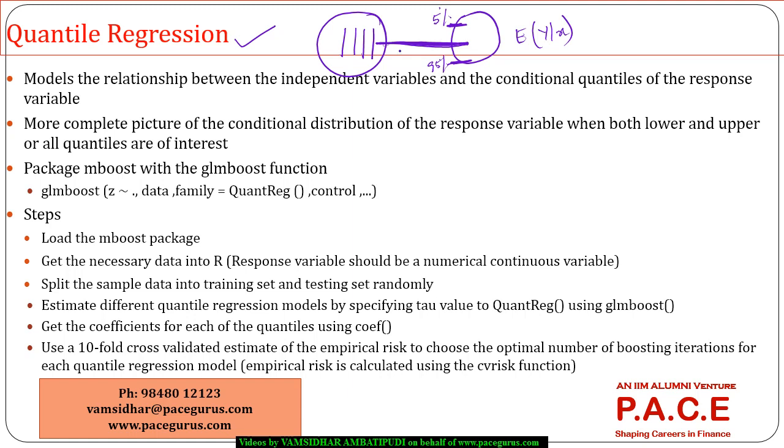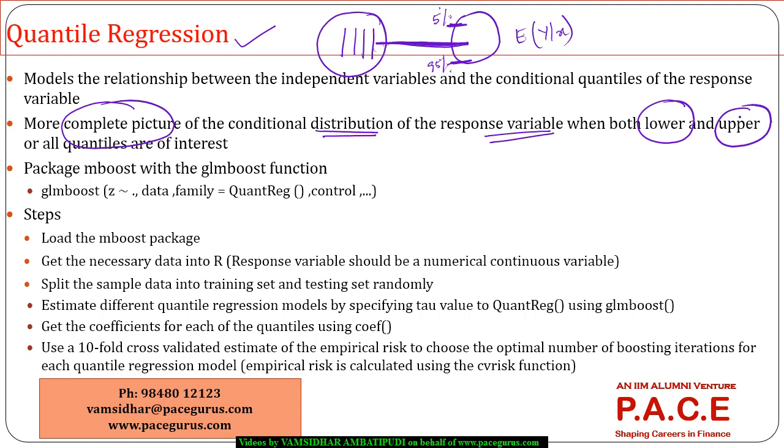So rather than just getting the mean value, I am also looking at the different quantiles as a part of the estimation. So it is giving me a more complete picture of the conditional distribution of the response variable, especially where I am having both lower and upper quantiles, or if I am more interested in different kinds of quantiles compared to just getting one single value. So this is something that we can accomplish again using the same package, same algorithm, everything remaining the same.